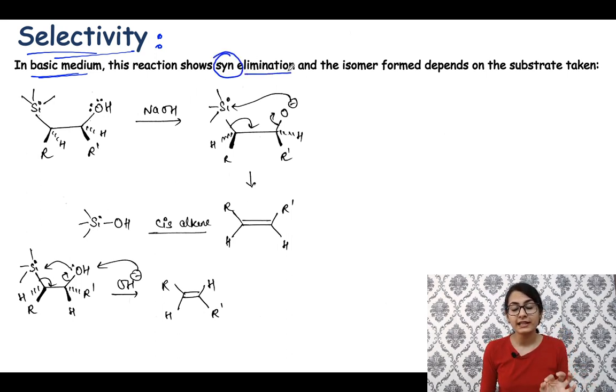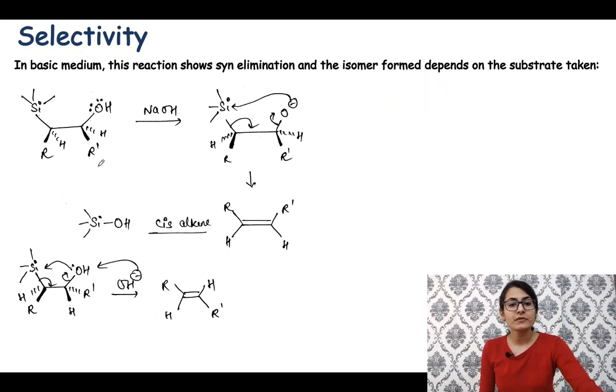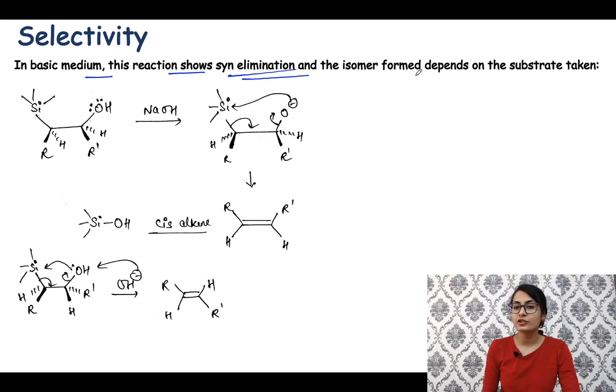Now what is syn elimination? Removal of two groups from the same side. Let's say if this is my hydrogen and this is some other leaving group, they are going to leave from the same side, and the stereochemistry is just going to be the same as we started from. If we started from a cis molecule or a syn molecule, it's going to give us a cis alkene. Okay, right, let's see it. In the basic medium, this reaction shows syn elimination, and the isomer formed depends on the substrate taken.